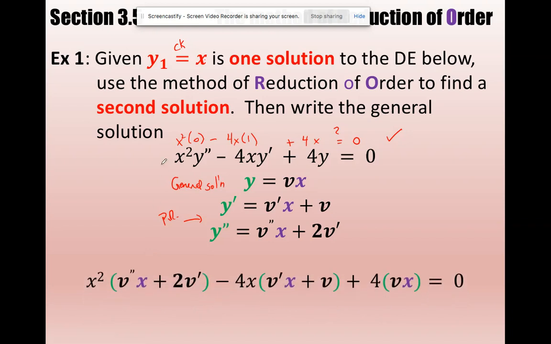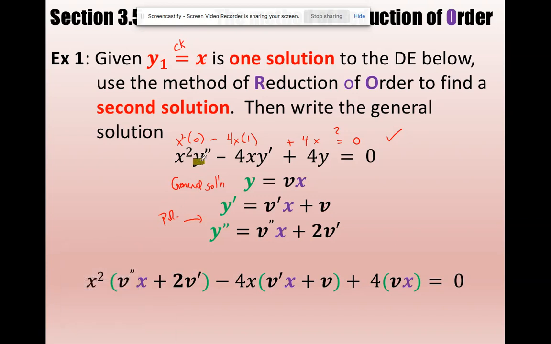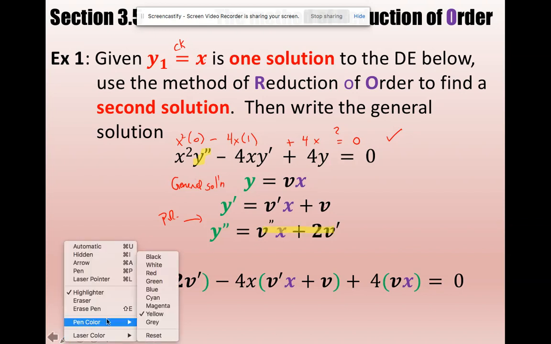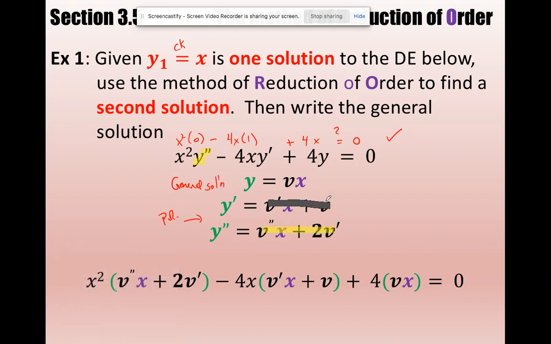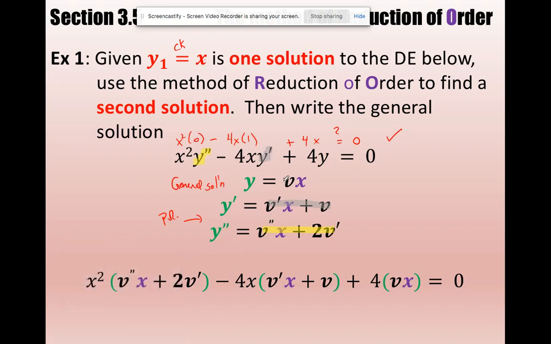Then I substituted back into this original. So I substituted in for y double prime. I substituted in for y prime. And I substituted in for y. Okay, that's what I did.